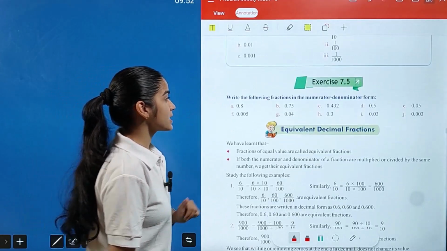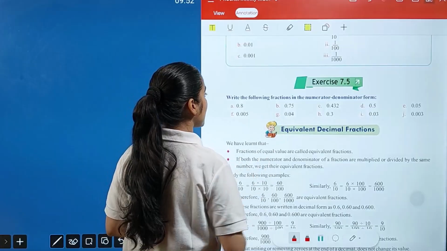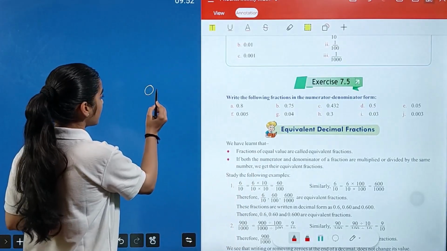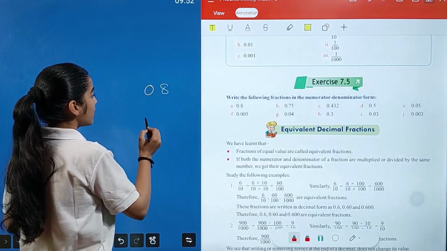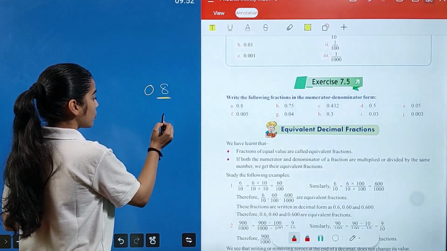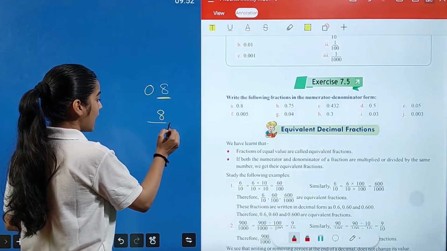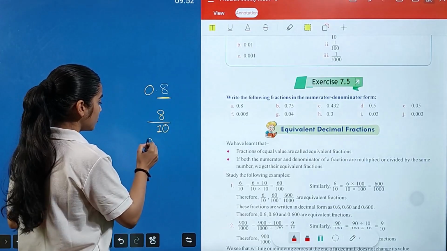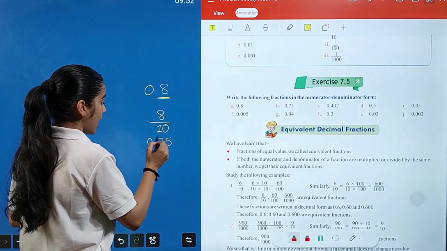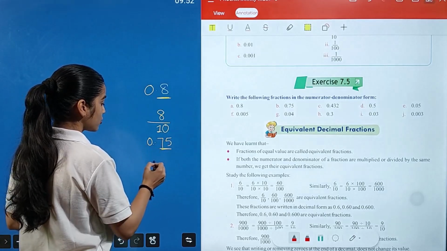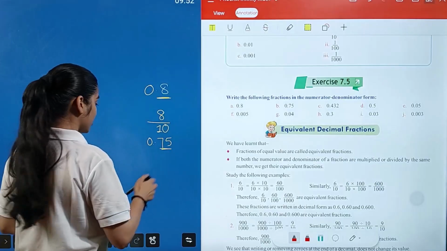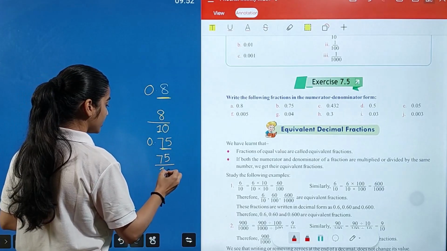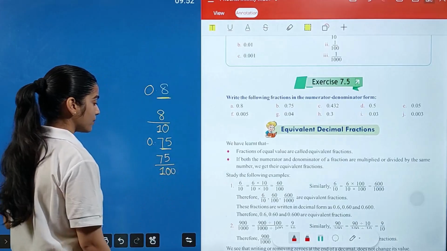Now we have exercise 7.5. Write the following fractions in the numerator denominator form. So we have 0.8. How many numbers do we have after the point? Only one. So 8 is our numerator and 10 is our denominator. 0.75. After the point we have two numbers. It means we have 100 as our denominator and the fraction will be 75 upon 100.